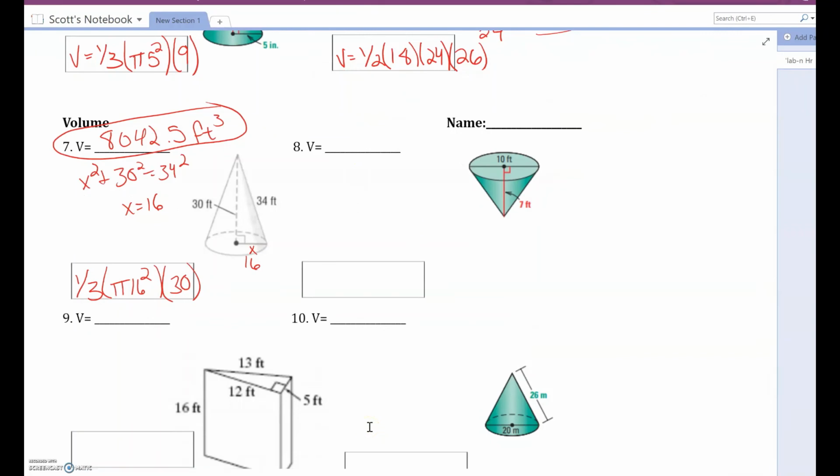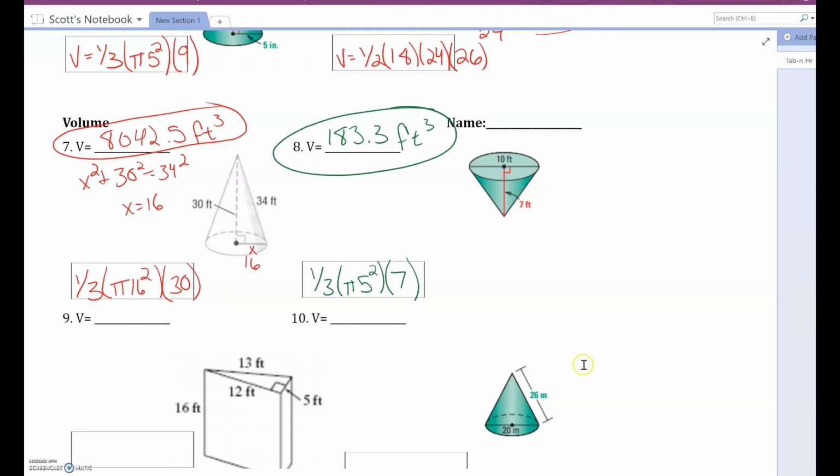Okay. Pythagorean Theorem again gives me my 16 because 34 is a slant. Okay, I am using 1/3 because it meets at a point. 1/3 pi r squared gives me the area of the circle times the height, which is 30. Go ahead and try number 8. All right, I'm going to use the 10 as the diameter. 1/3 meets at a point. I do not have parallel bases. Pi 5 squared times 7, which would be the height.